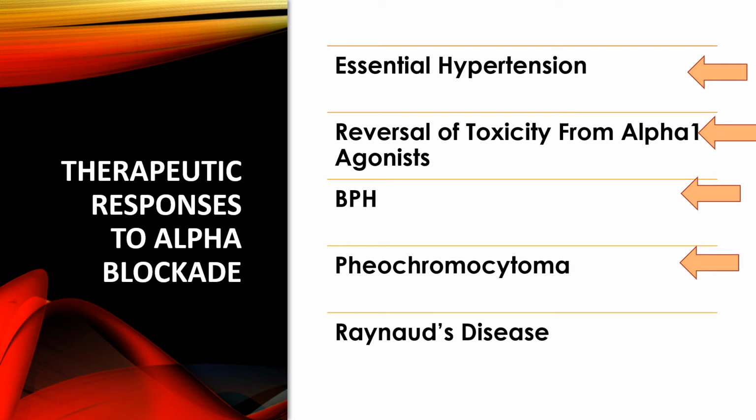And lastly, alpha blockade is used in Raynaud's syndrome. Raynaud's syndrome or Raynaud's disease is a peripheral vascular disorder characterized by vasospasm in the toes and fingers. So alpha blockers or adrenergic antagonists can suppress symptoms by preventing alpha-mediated vasoconstriction.